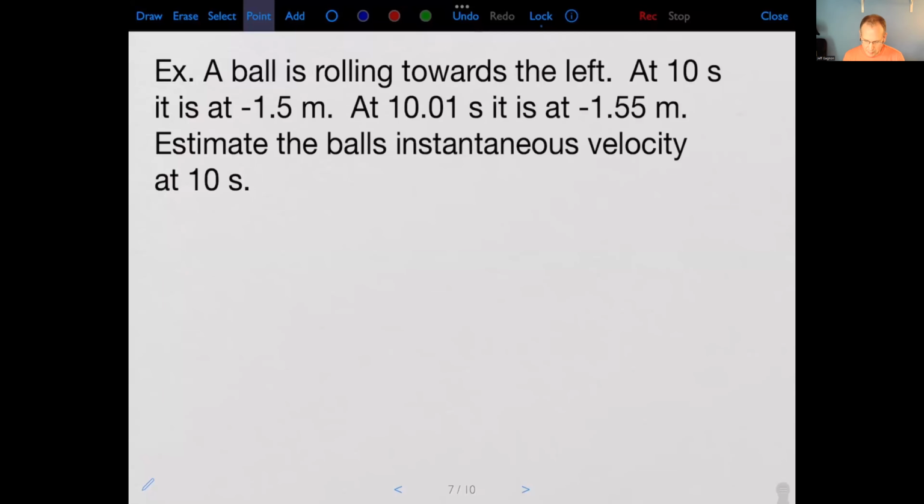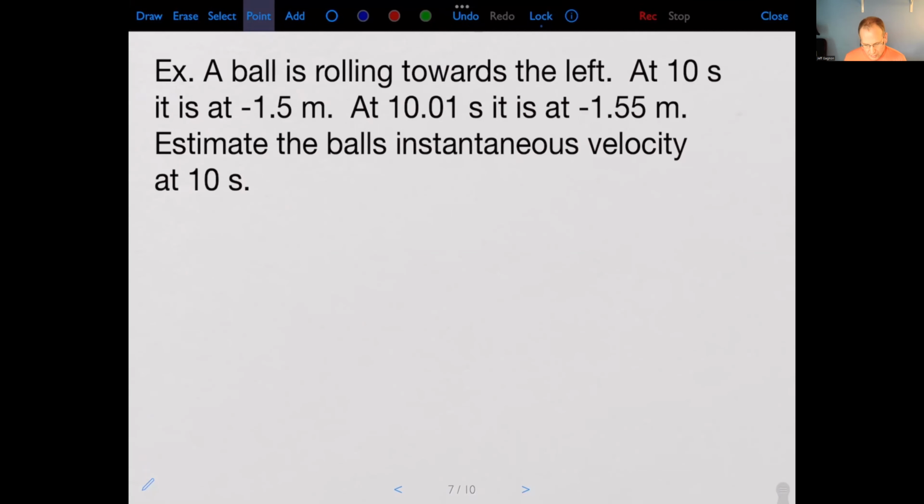Okay, so this first example is an example of instantaneous velocity. In this case, you're told a ball is rolling towards the left. At 10 seconds, its position is negative 1.5 meters, and at 10.01 seconds, it's at negative 1.55 meters. And we want to estimate the ball's instantaneous velocity at 10 seconds.